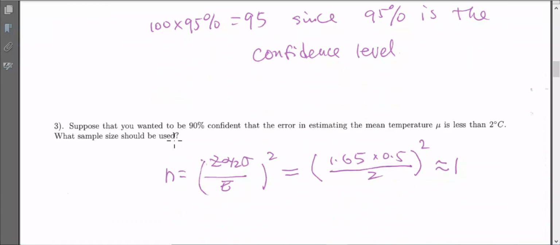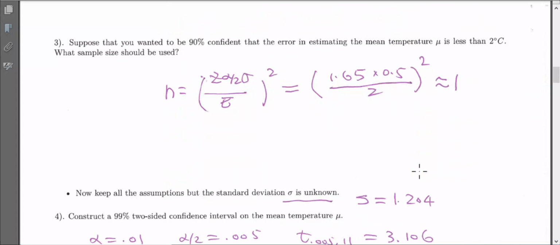Part 3 is about the sample size. If we want to be 90% confident that the error in estimating the mean temperature mu is less than, that's exactly the margin of error, at most 2, we use this formula to get this one, which is about 1. Of course, this is just one example.